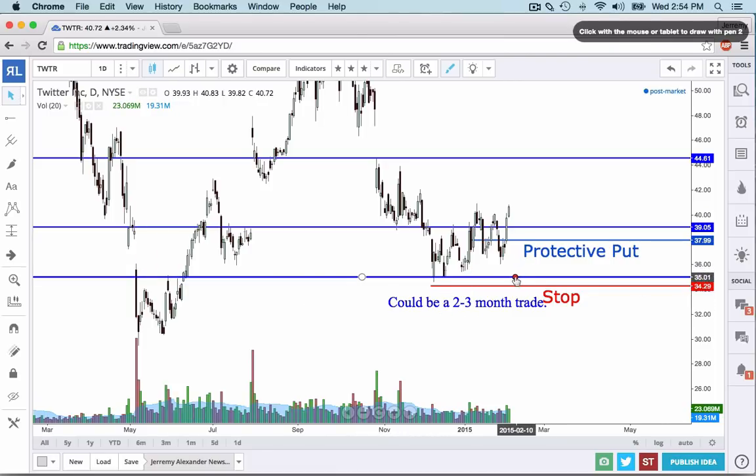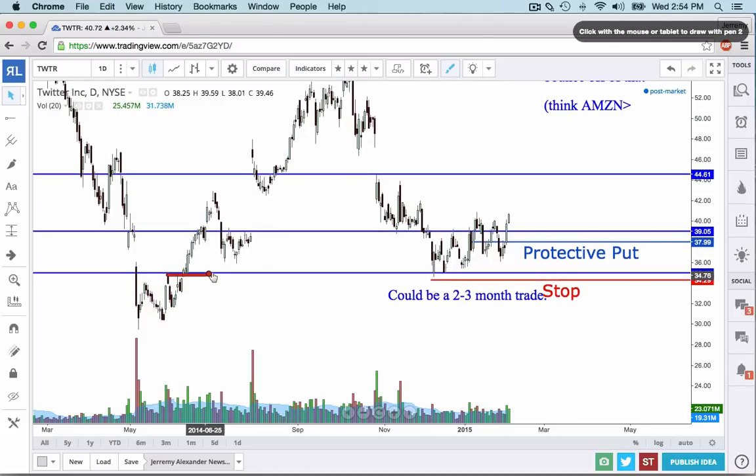So if Twitter gaps down to here, I'd be a little bit more patient, expecting possibly a bounce. And if it doesn't bounce, then maybe trading it bearish. However, if Twitter tomorrow gaps below 34.24, you can pretty much say goodbye to Twitter for another 10, 20%. It would very, very likely get down to at least 30 and then probably a little bit lower, because at that point, anyone who bought here would be trapped and losing money.